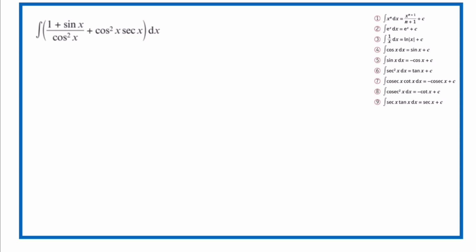In this case, again, we have 1 plus sine x all over cos squared x, plus cos squared x sec x. And we're integrating this with respect to x. First of all, I can split down this fraction into 1 over cos squared x plus sine x all over cos squared x, plus, in this case, I can rewrite the cos squared x as cos squared x. There's nothing to simplify, but the sec x, I can rewrite into a different format as 1 over cos x.